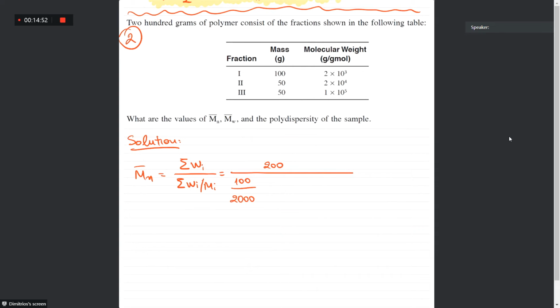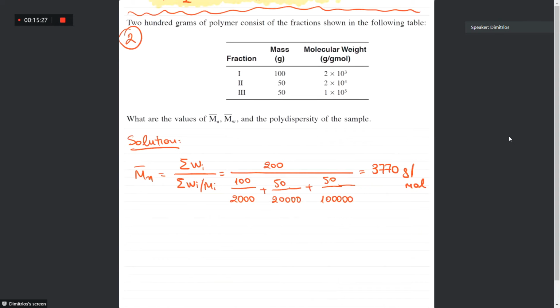2 times 10 to the fourth is 20,000, plus 50 over 100,000. I think that's correct. And from that, approximately, we get a number average molar mass equal to approximately 377 grams per mole.